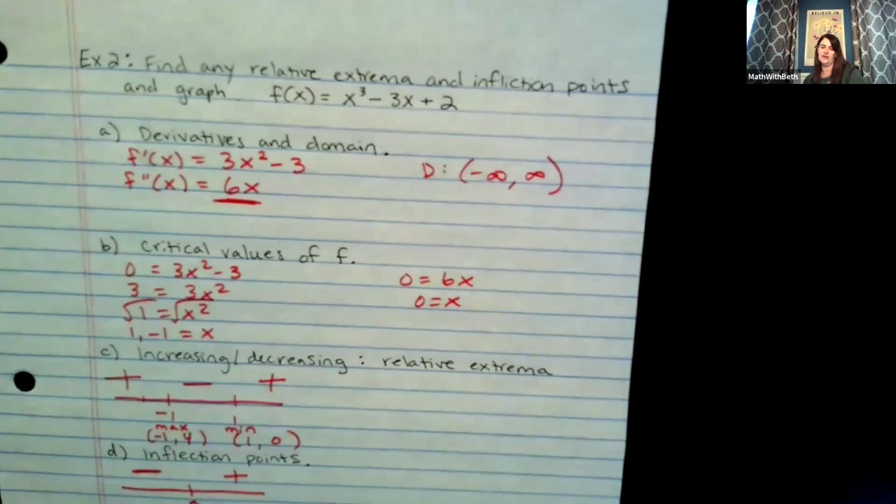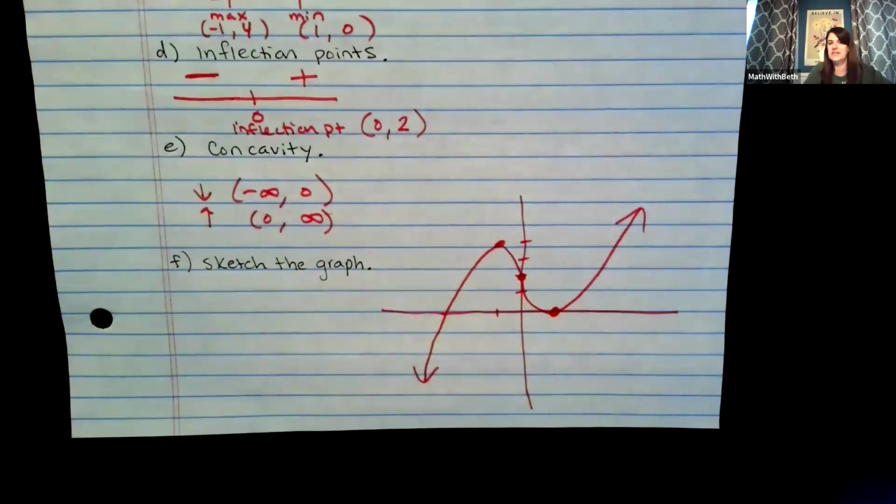So that is how you would use the first and second derivatives to find all of this information and sketch the graph.